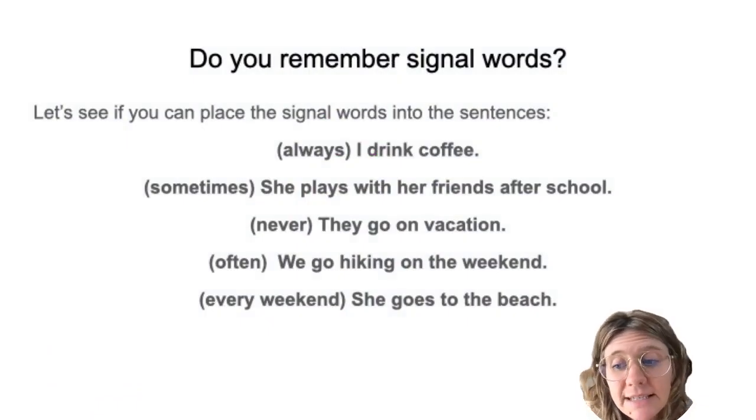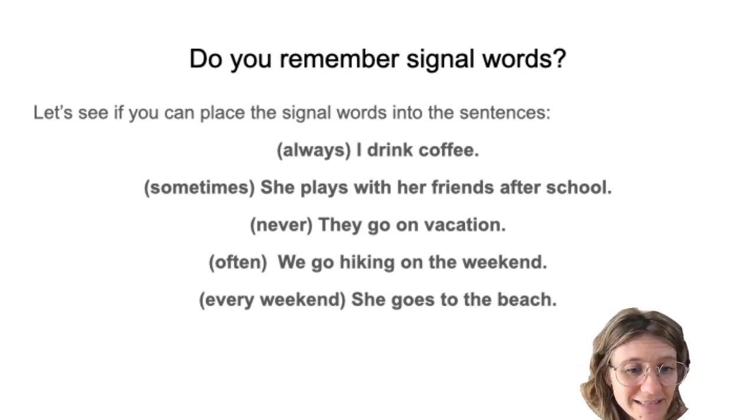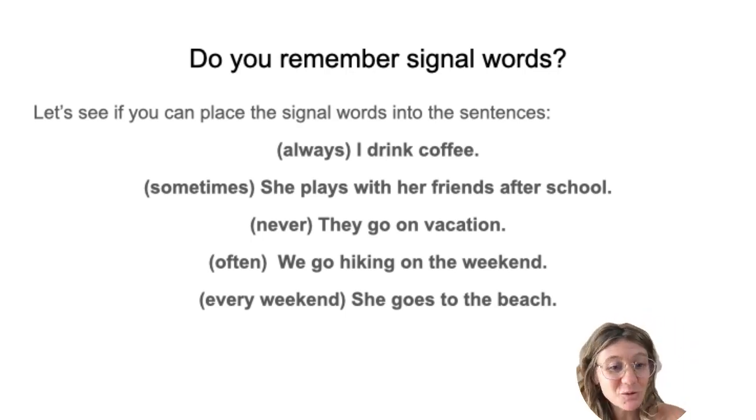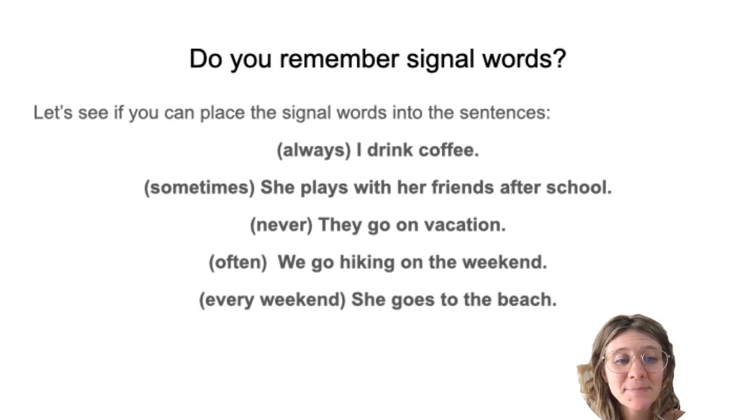Okay, last we're going to take a look at signal words. We're going to remember where they are placed in the sentence. If you need to go back and review, please go ahead and do that. If not, go ahead and place these in the correct spot in the sentence. Again, I will read them, and then you can pause the video and take a look at the answers when you're ready. So the first one we have is always, and I drink coffee.